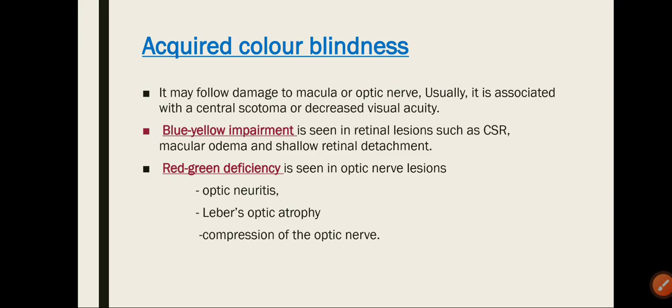Acquired color blindness. This may follow damage to the macula or optic nerve. Usually it is associated with central scotoma or decreased visual acuity. Blue-yellow impairment is seen in retinal lesions such as CSR, macular edema, or shallow retinal detachment. Red-green deficiency is seen in optic nerve lesions: optic neuritis, Leber's optic atrophy, compression of the optic nerve.